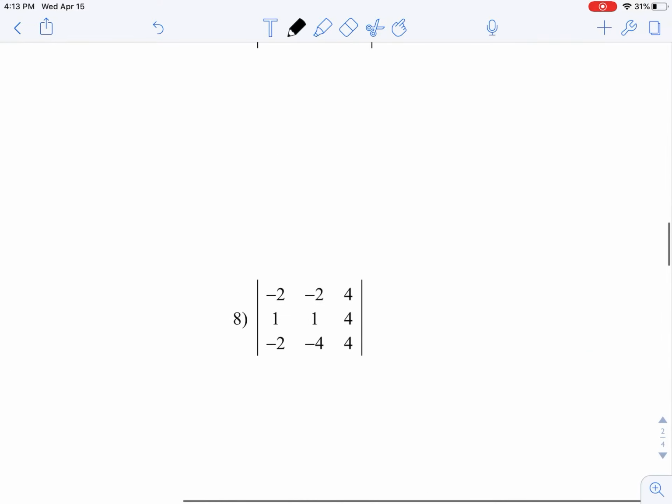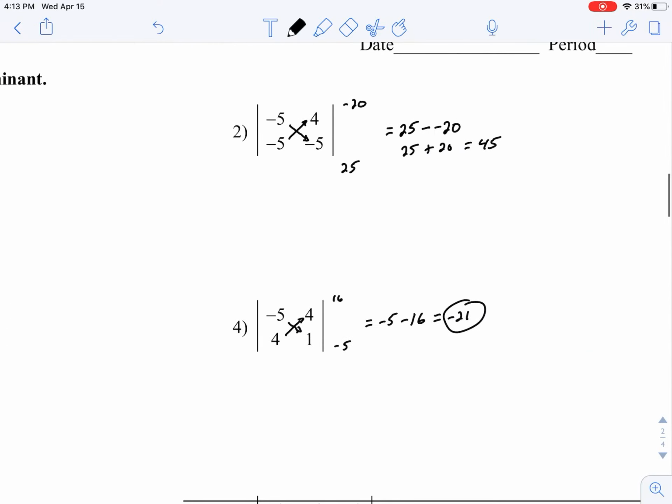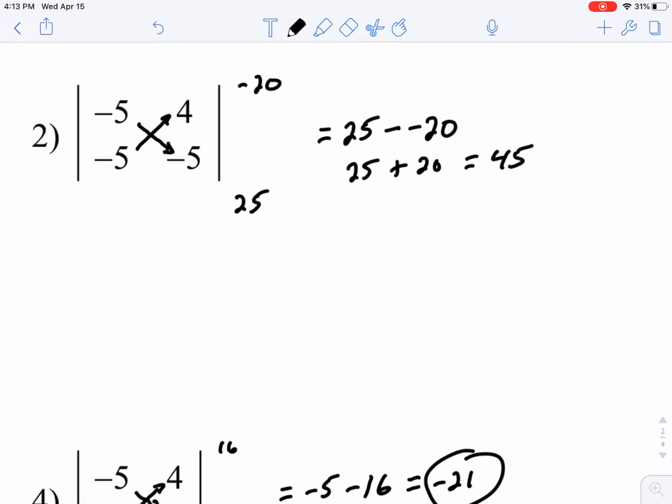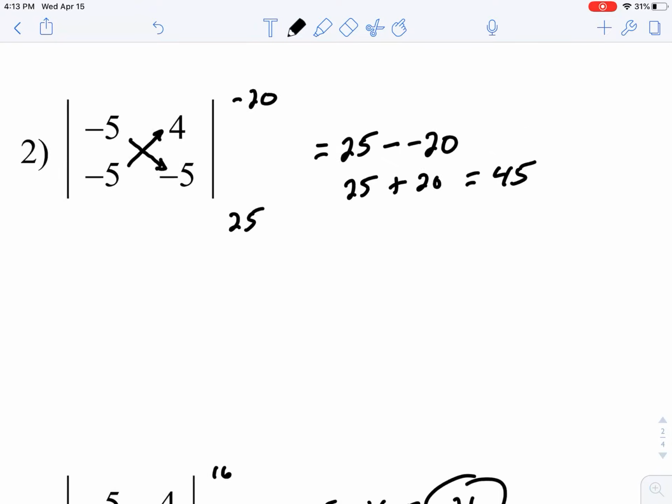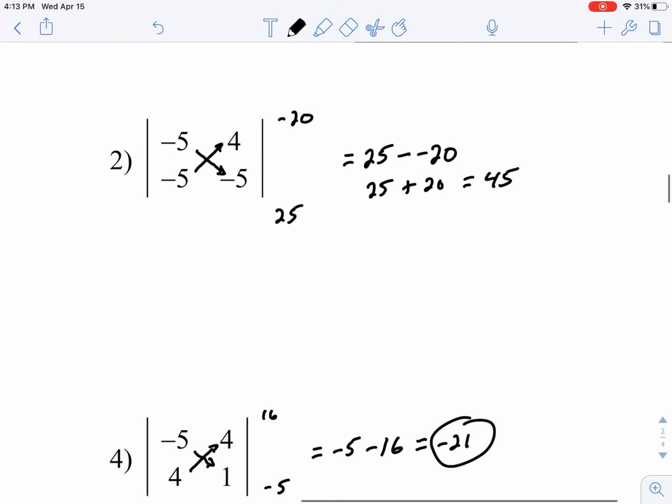So far so good, right? It's pretty simple. The math you're using is multiplying and subtracting, and you have to keep track of positives and negatives a little bit. So well within your capability as far as the math you're doing. The process itself, like I said, is new. Downward diagonal multiply, upward diagonal multiply, bottom minus top.